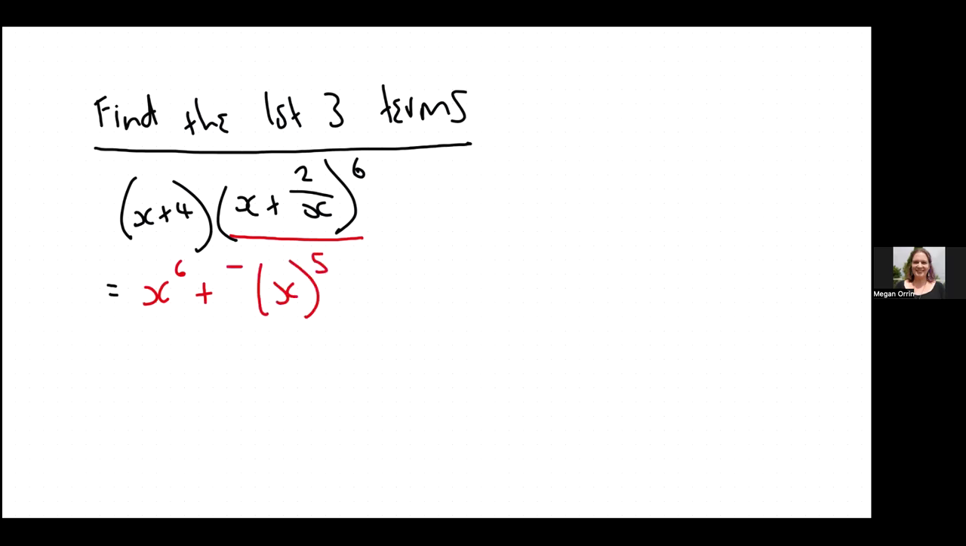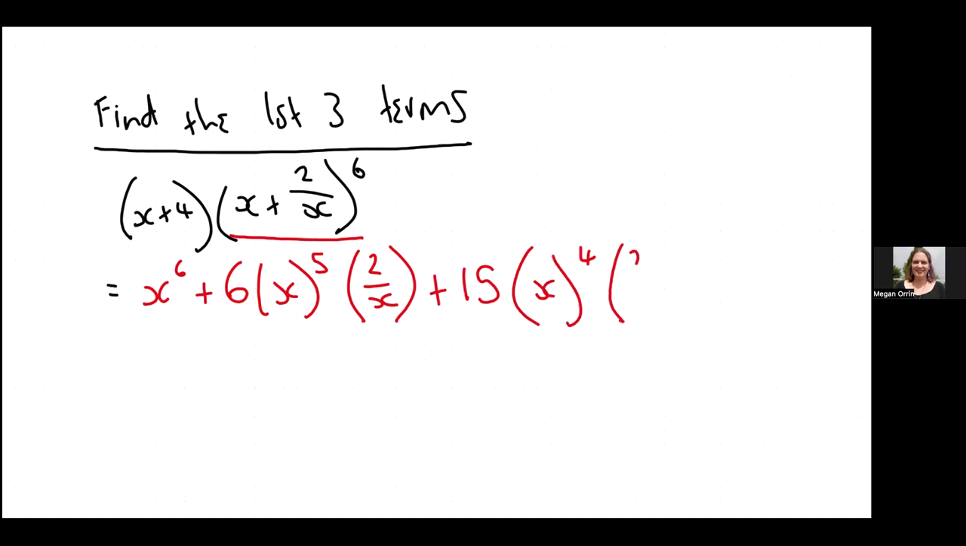Oh, yeah, it's 6 anyway, isn't it? This is why I need a new laptop. Okay, and what's my second term? 2 over x. All right, so what's my third term? What's the coefficient? 15. Then I get x to the power of 4 and 2 over x squared. Okay, so I'm just going to worry about the first three terms.